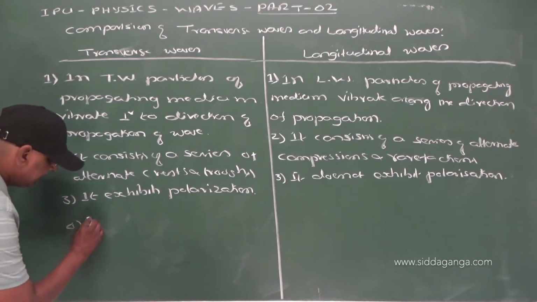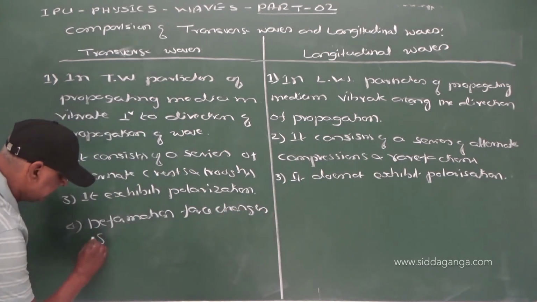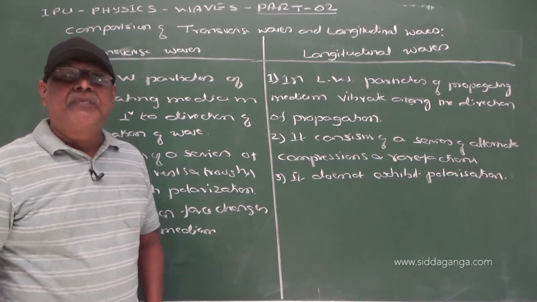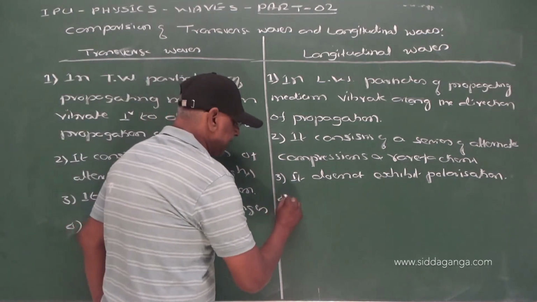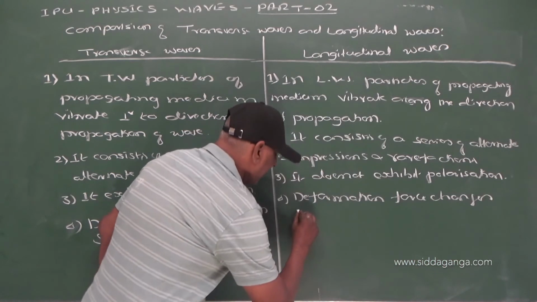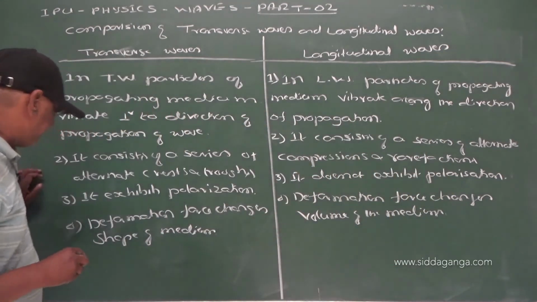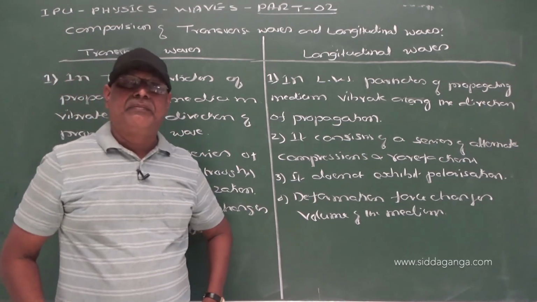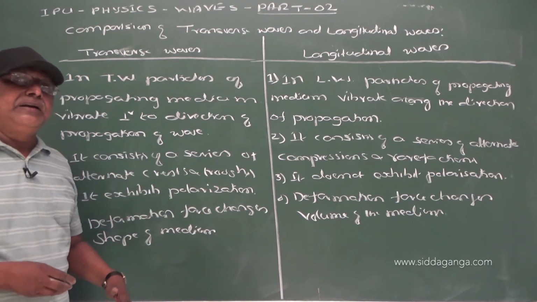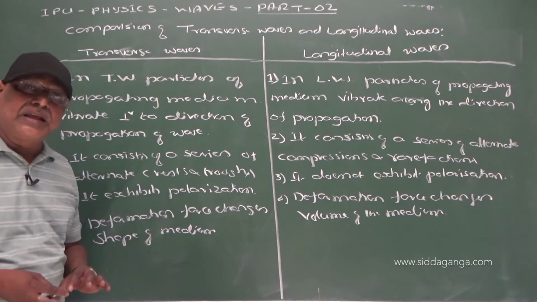Now, the fourth one. Here the deformation force changes the shape of the medium. So when a transverse wave is generated, the applied deformation force changes the shape of the medium. Here, the deformation force changes the volume of the medium. So we are having four differences here: one regarding vibration, another regarding compression and rarefaction, then regarding polarization and regarding deformation force.